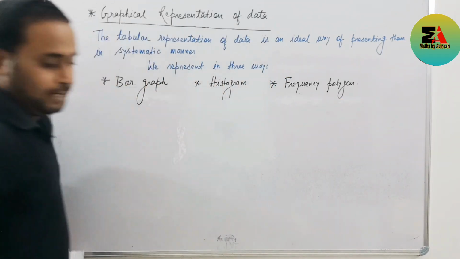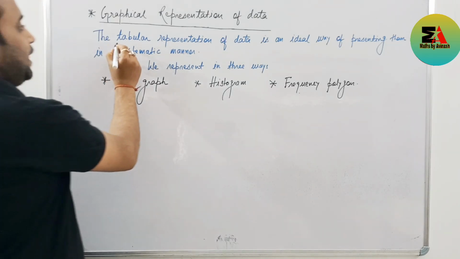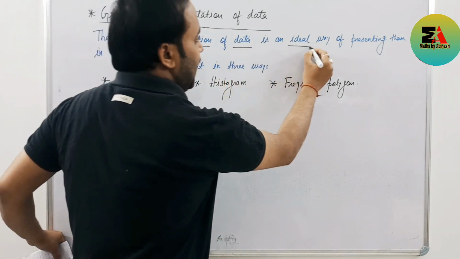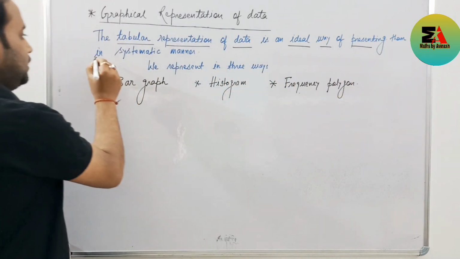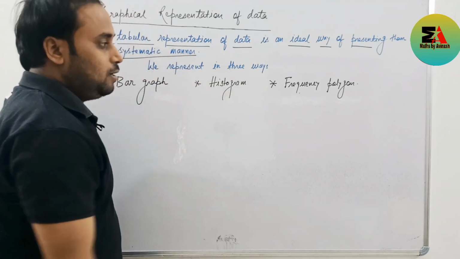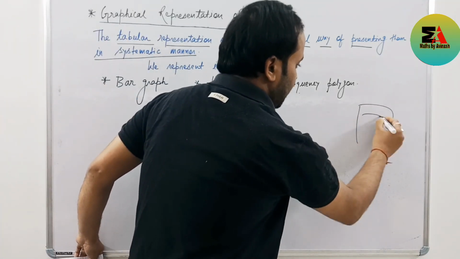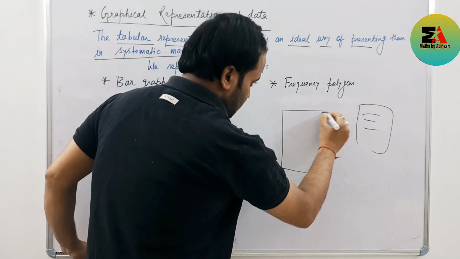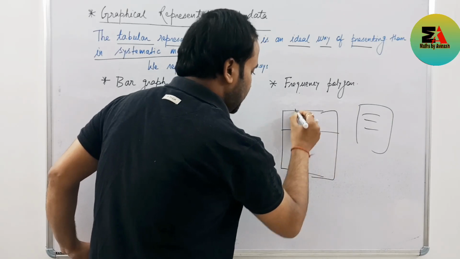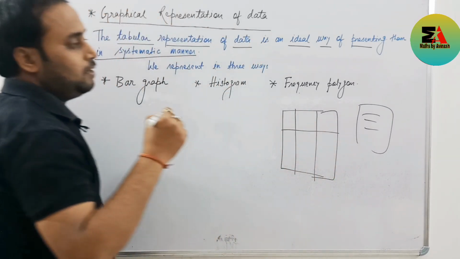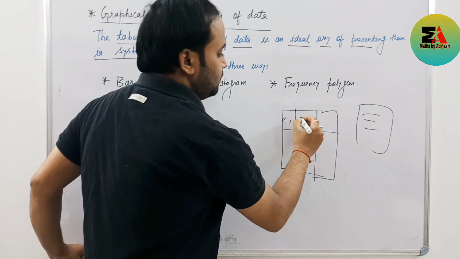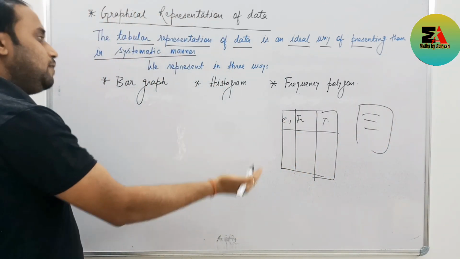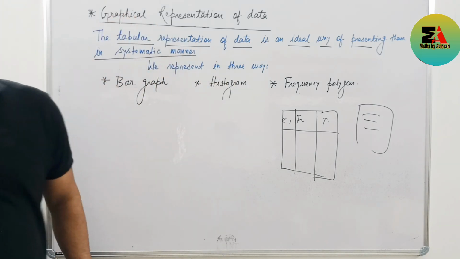The basic definition is that the tabular representation of data is an ideal way to present data in a systematic manner. Suppose we have lots of data. First of all, we have to construct a table. We earlier saw this: we collect the data in class marks, frequencies, tally marks. We present the data in a tabular form, then we present it in a graphical way.